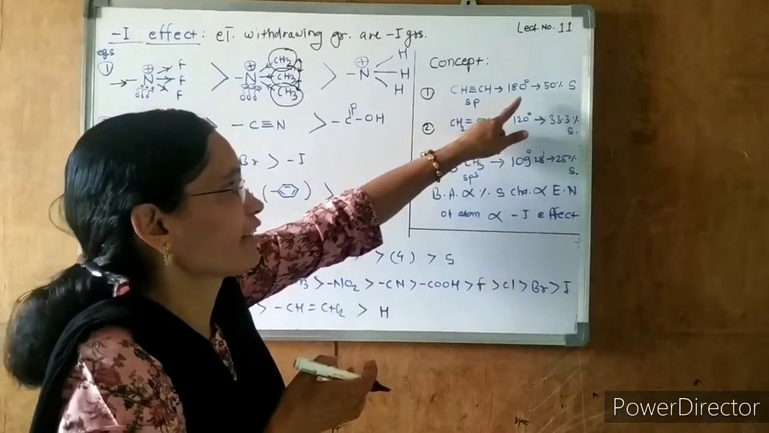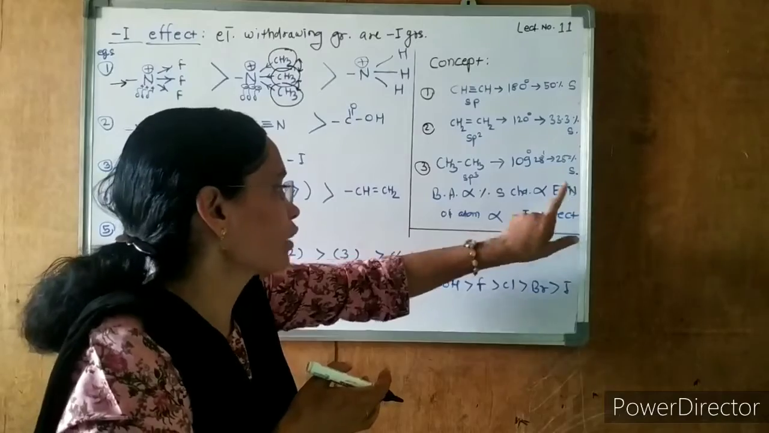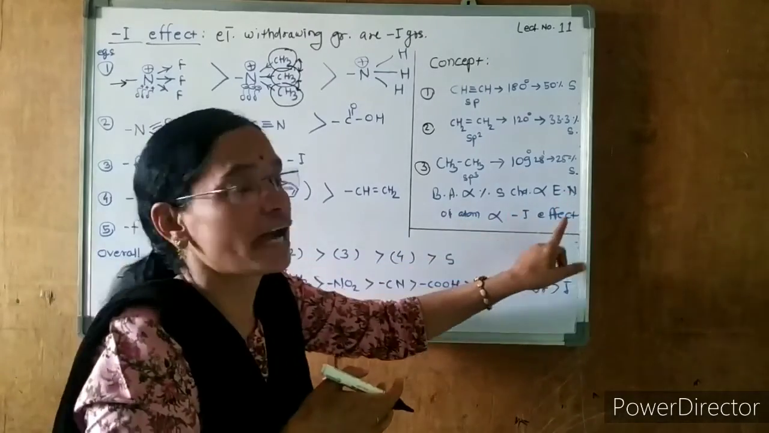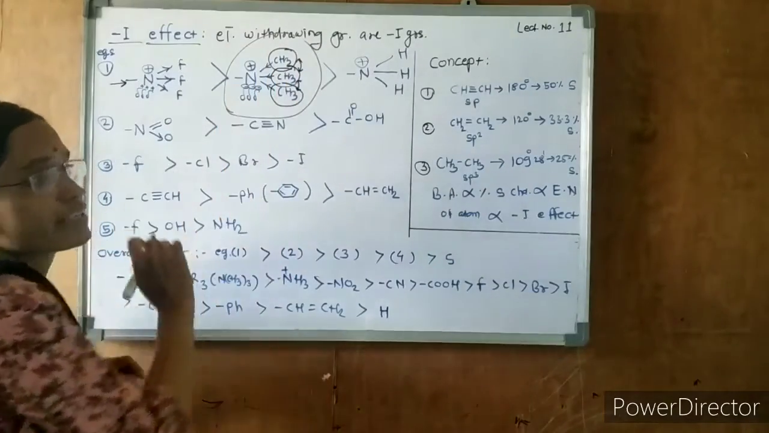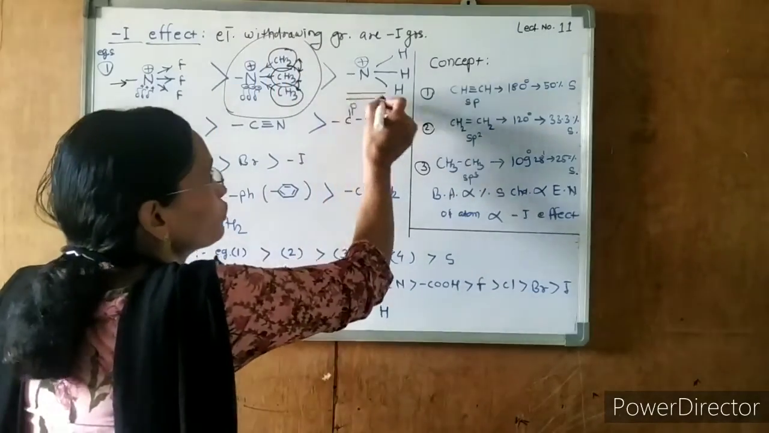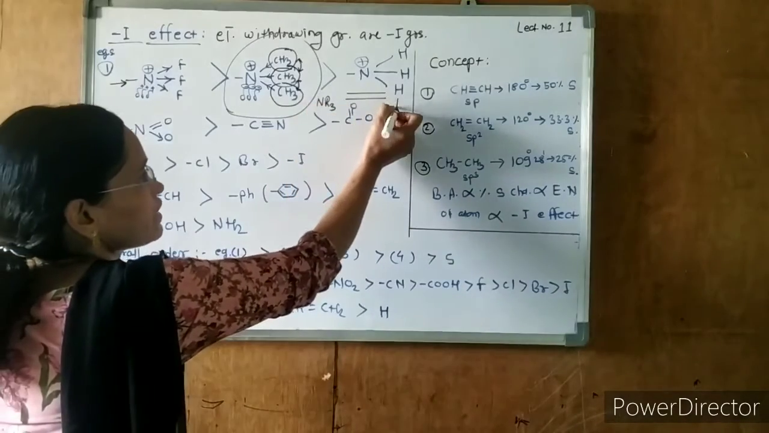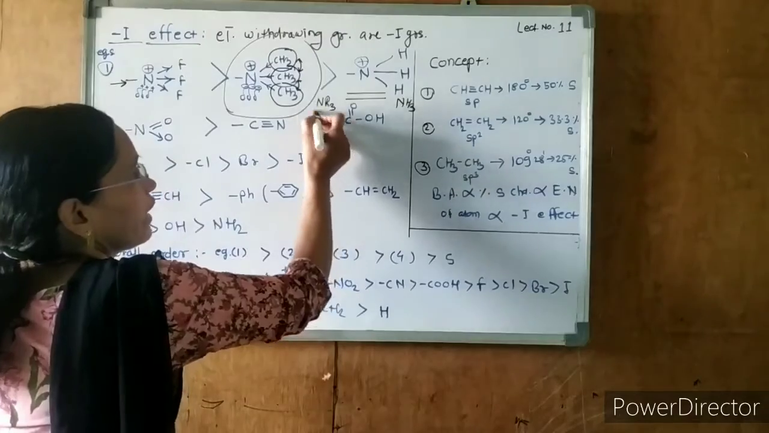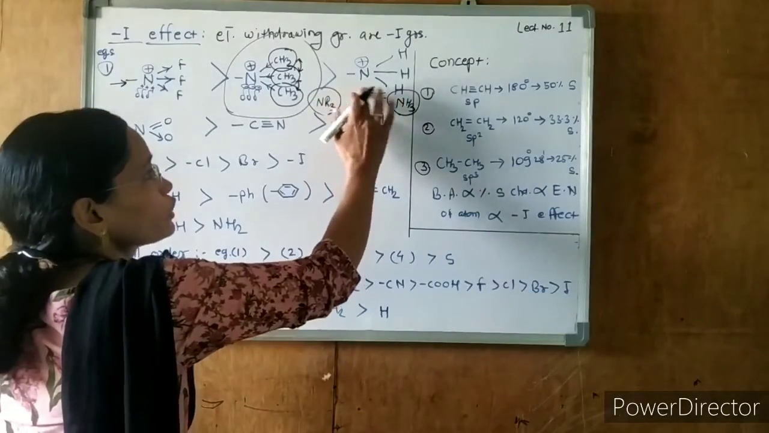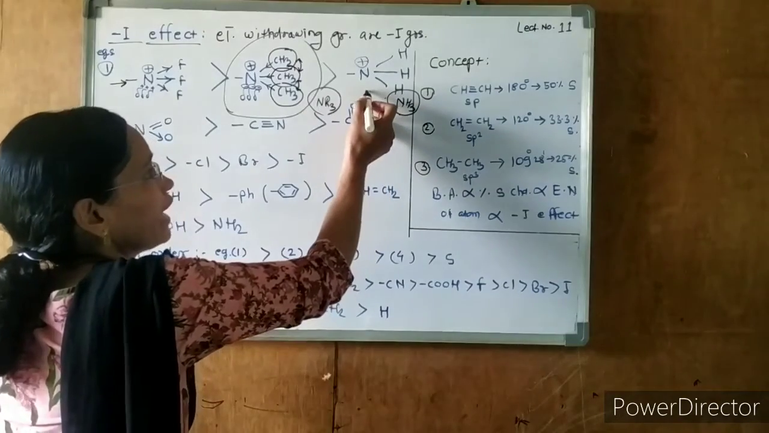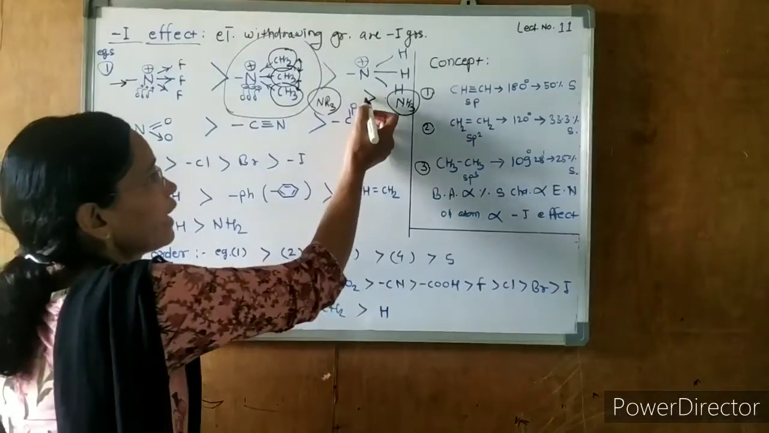the S character increases. S character increases means electronegativity increases. Electronegativity increases means minus I effect also increases. So this group shows greater minus I effect than this group. NR3, this is NR3 and this is NH3, right? In between the NR3 and NH3, which group will show stronger minus I effect? NR3 will show the minus I effect more than that of the NH3.